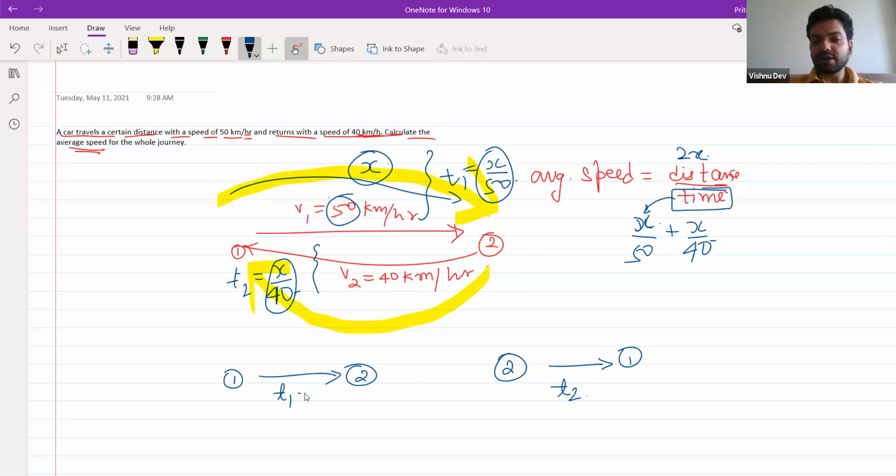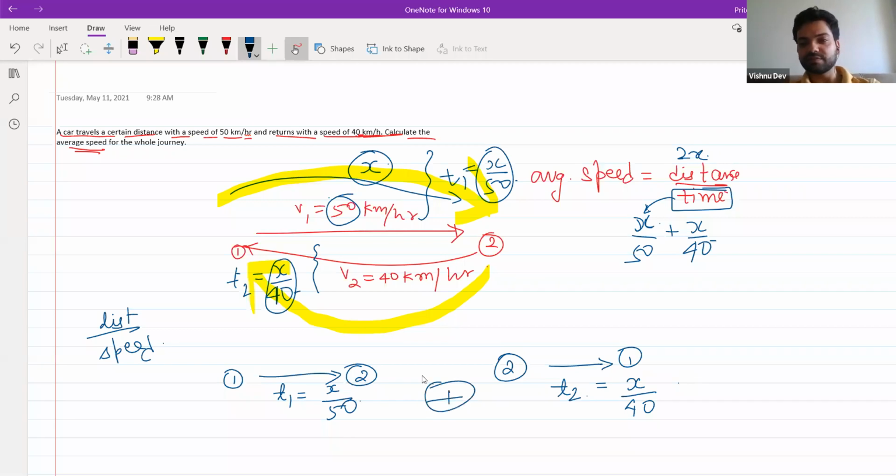So what is T1? We know time is distance by speed. So distance is x, speed is 50. Here also, x by 40 is the time, with speed 40. Is this understood now? So for the total time, you will just add them together.